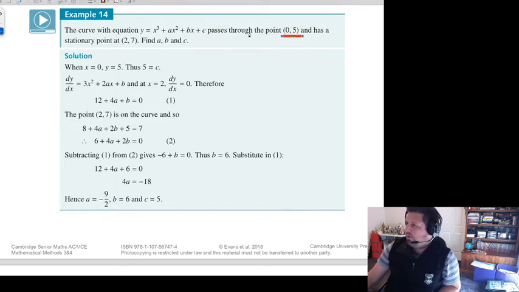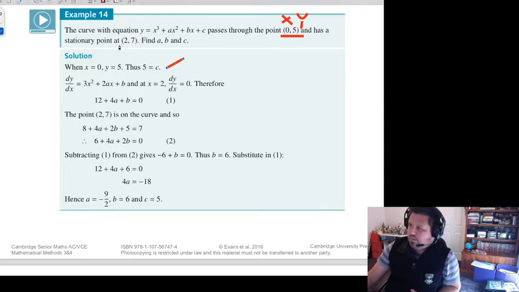Rightio. So we plug the x and y values into the original equation. You put 5 here, 0 cubed plus a times 0, that's 0 plus 0, equals c. You'd get, ultimately, that 5 is equal to c. So you get the c value by plugging those two values into the original equation.